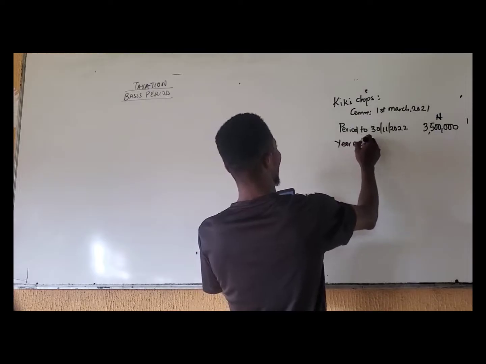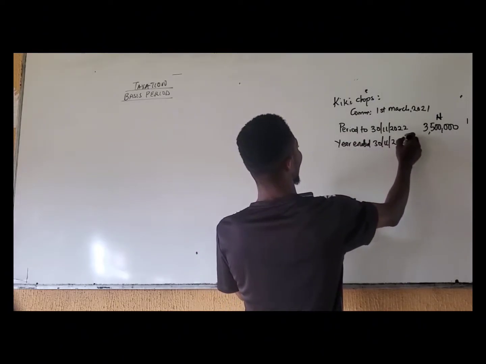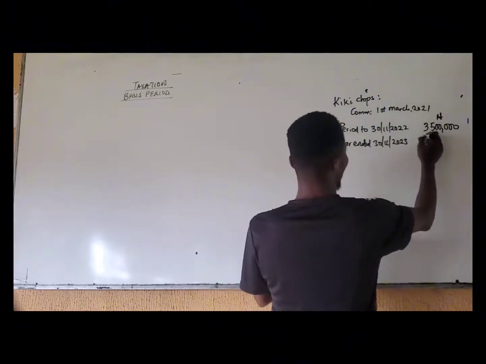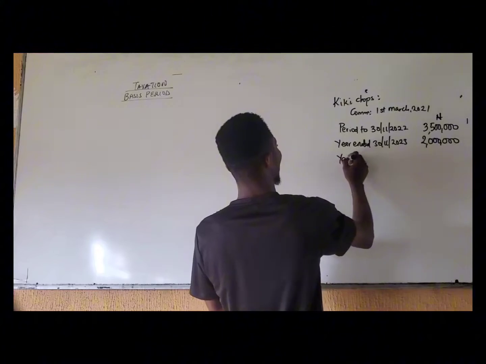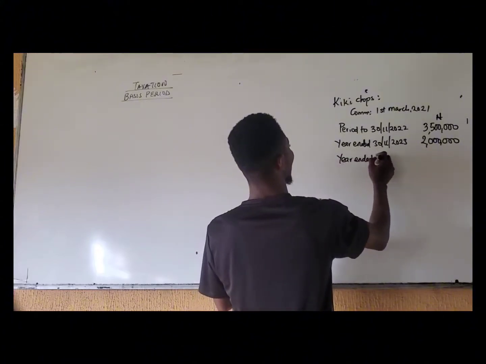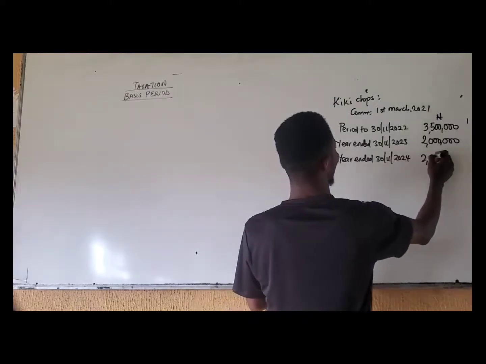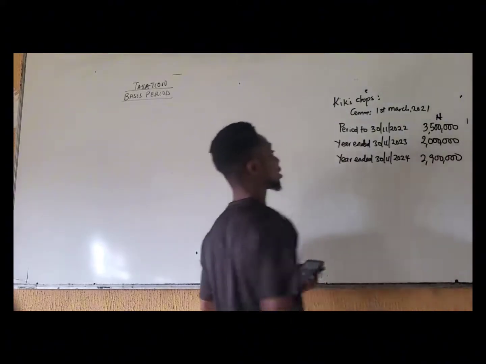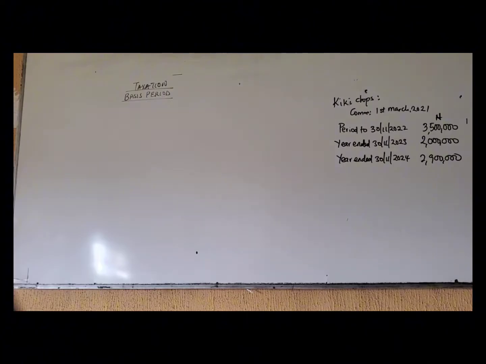Year ended 30th November 2023, 2 million naira. Year ended 30th of November 2024, 2,900,000. Required: compute the assessable profit for all relevant tax years of assessment.